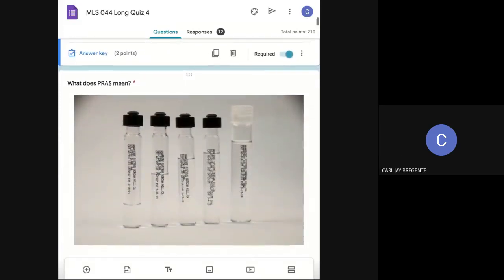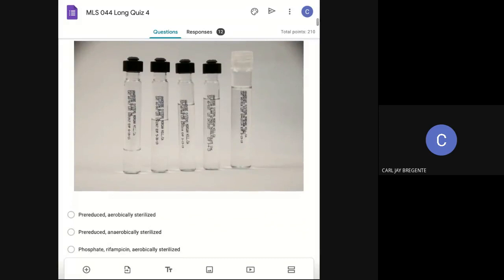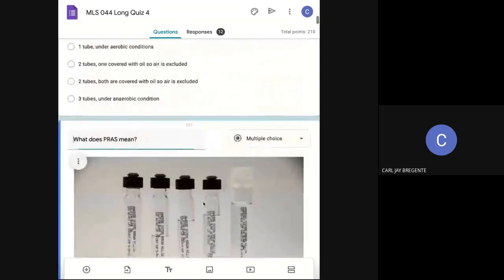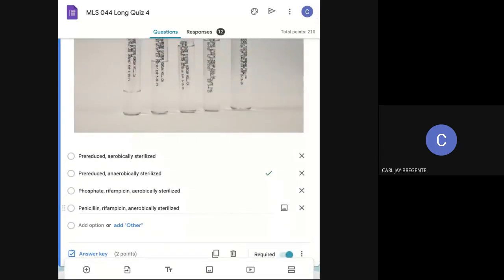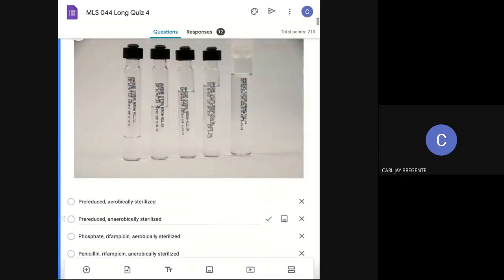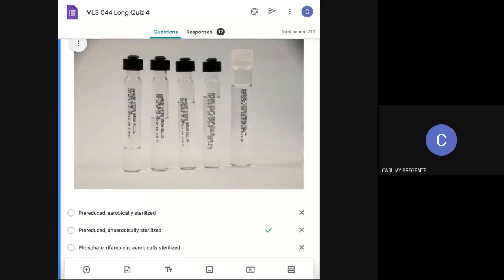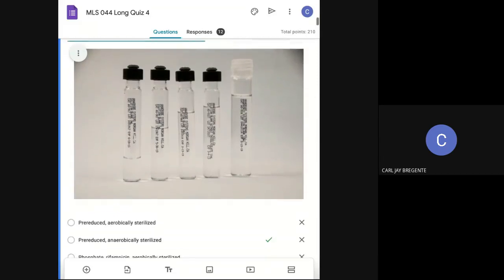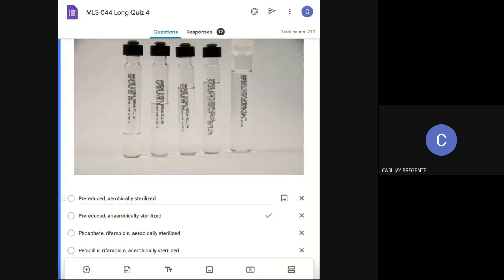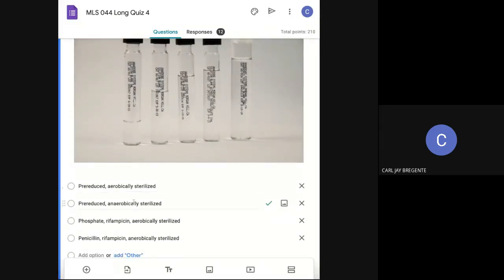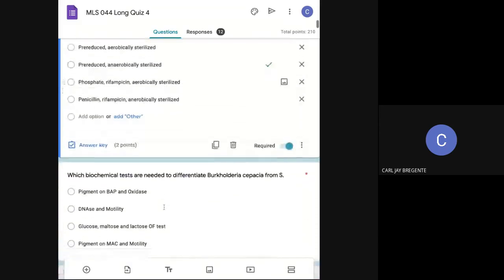Next, what does PRAS mean? PRAS means pre-reduced, anaerobically sterilized. These are common tubes for anaerobic cultures. Again, it's pre-reduced, anaerobically sterilized tubes.